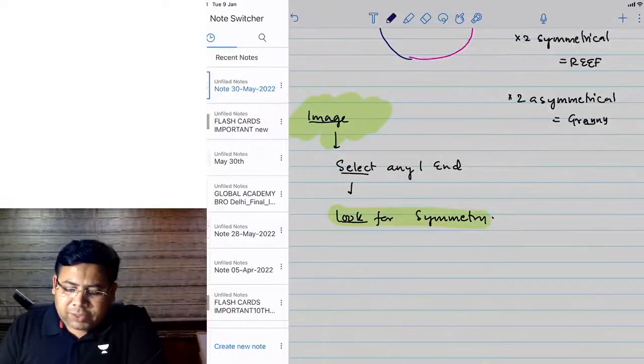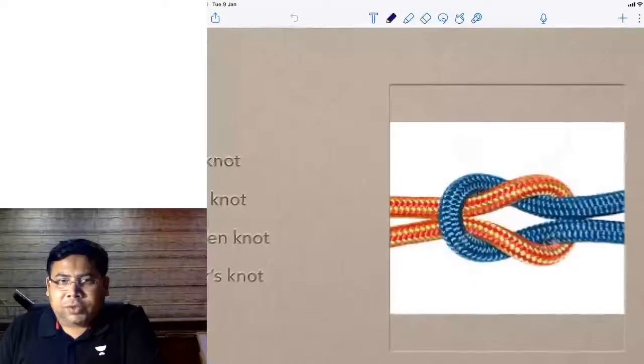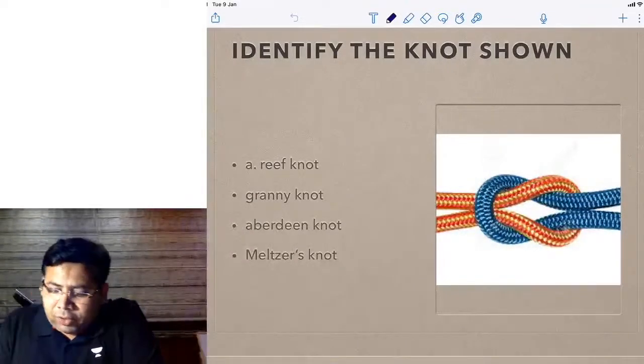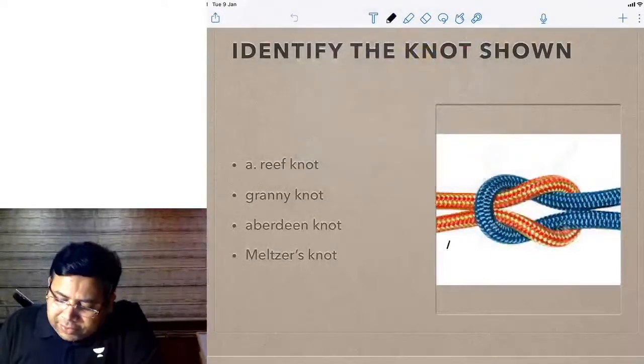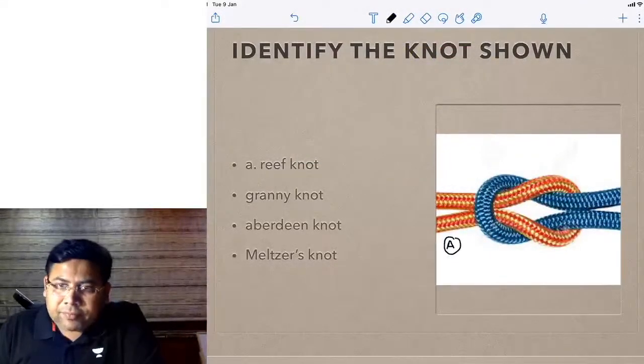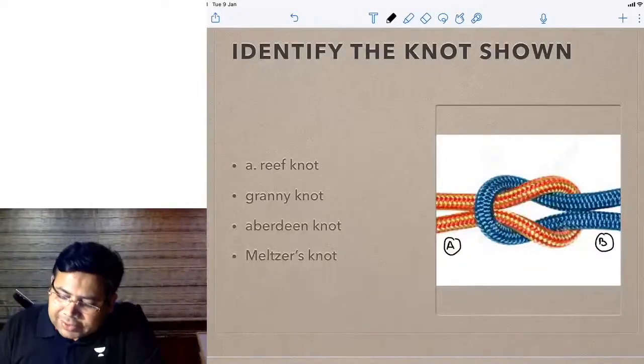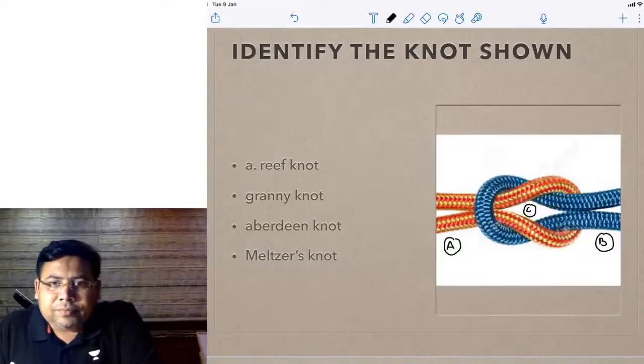I will take you to this image. Just see. Can you see this knot? I will discuss. Don't worry. This is one end. Let us say this is end A, this is end B, and let us see this to be a center end C.